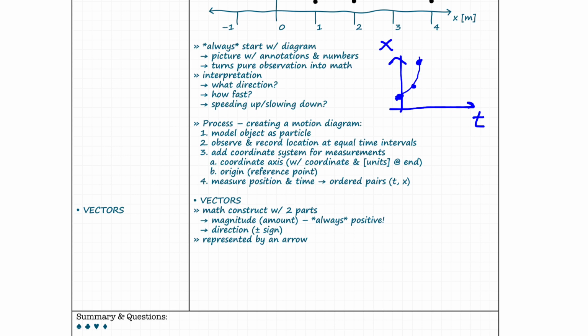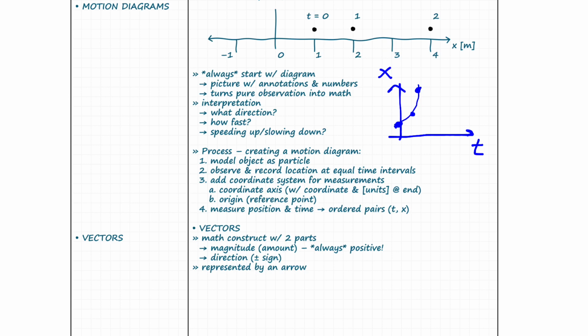The last thing that we're going to need to know are vectors. These are a mathematical construct. We're going to see this in much more detail later on, but for right now, all you need to know about vectors is that it is a mathematical quantity that has two parts. It has a magnitude or an amount. That magnitude is always positive. But a vector also has a direction, and we describe the direction with a plus or a minus sign.